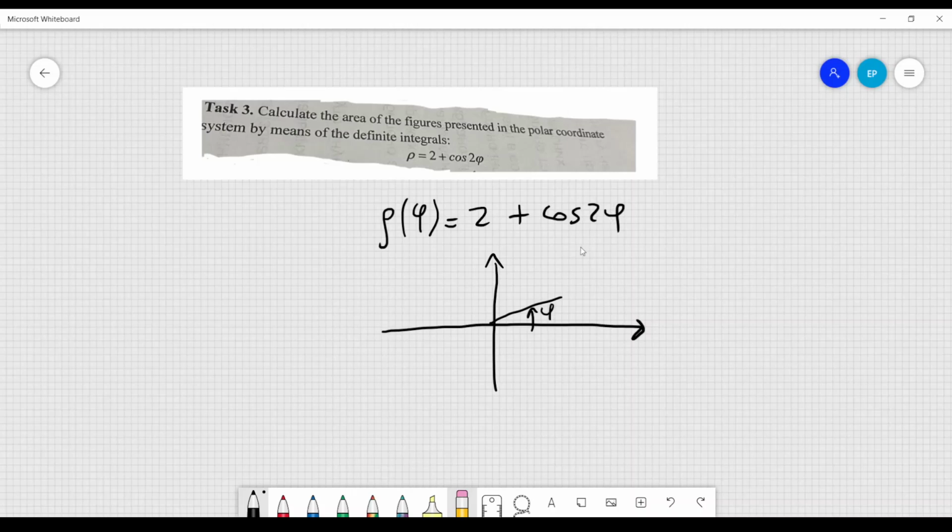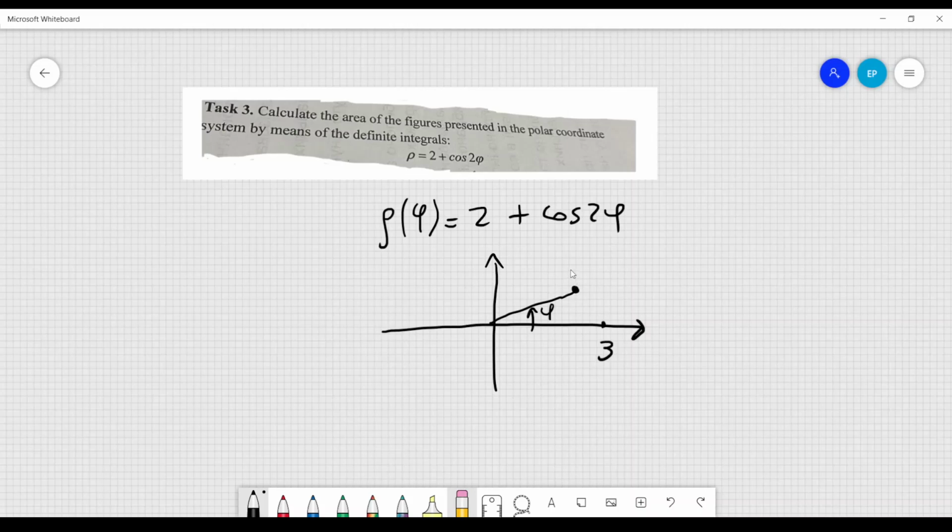If phi is equal to 0, for example, the function is equal to 2 plus the cosine of 0, which is 1, so it's 3. So here we have 3. And for example, when phi is equal to pi over 4, we have the cosine of pi over 4 times 2. So cosine of pi over 2, which is 0. So it's just 2. Here the function is 2.